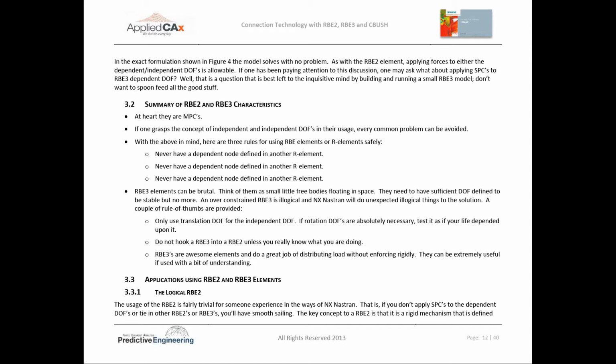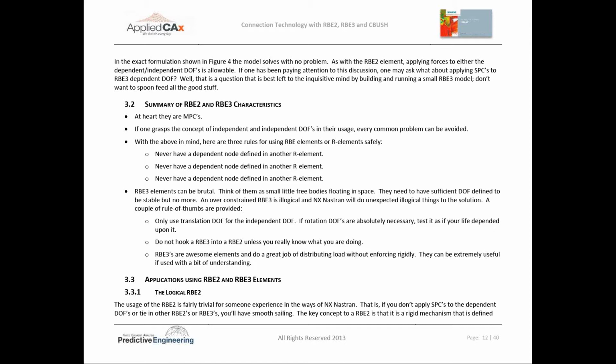RBE3 elements can be a bit brutal. Think of them as small little free bodies floating in space, and you have to tie them down, but you don't want to over-constrain them. My prior seminar has an example of an over-constrained RBE3. It takes a torsion tube. It shows that you have an RBE3 around a torsion tube, and you have all the rotational degrees of freedom enabled, and it blows up.